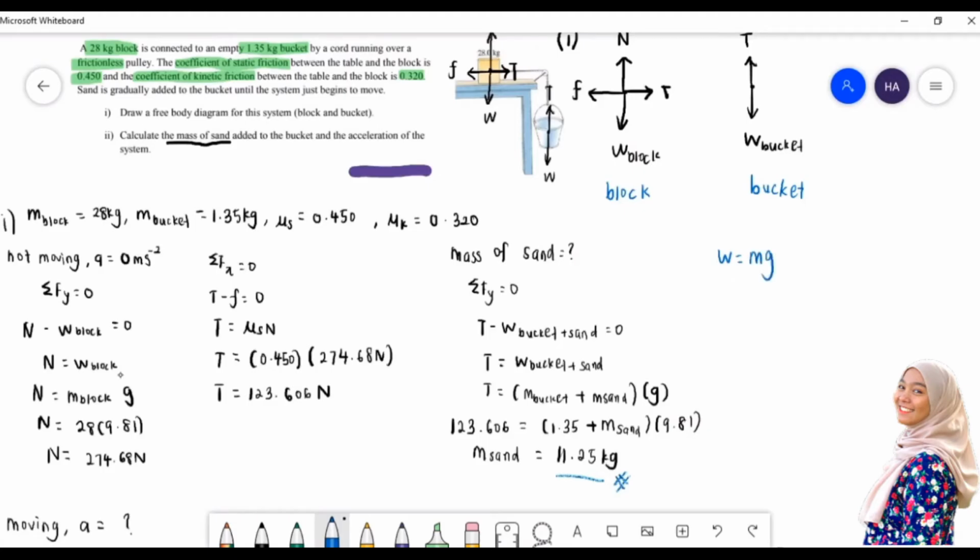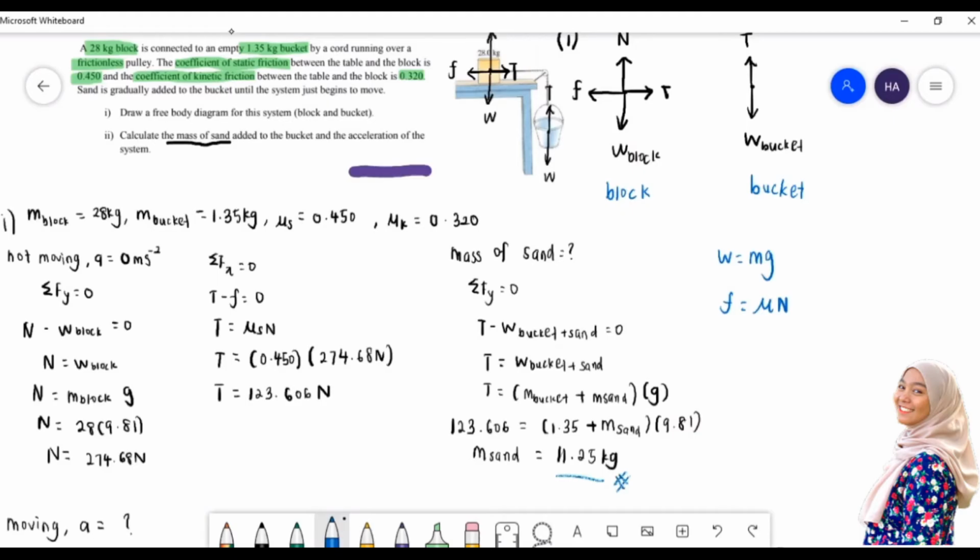Okay, then we look at the x-axis. We have T and also F, tension and also friction. Okay, but its acceleration is still 0 because sand was not added before. So T minus F equals 0. So T equals the formula for F, friction is equal to mu N. So here it is static. It is at rest. So we will use mu s, the coefficient of static friction. Okay.